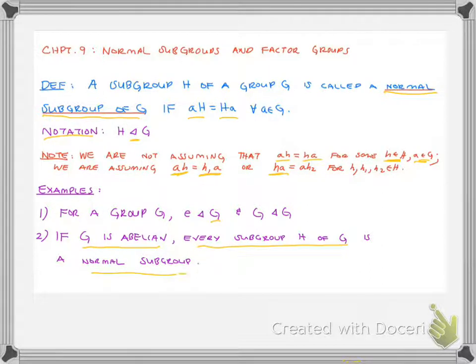That makes sense because it looks like the abelian property. But the thing to keep in mind is this note: we're not saying that whatever H is, aH is going to be the same as Ha elementwise. We're not saying that. But if G is abelian, then every subgroup H of G is a normal subgroup.